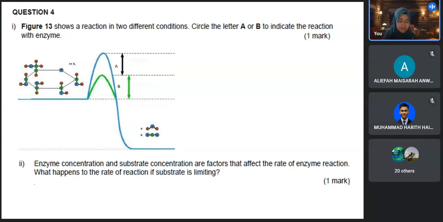Figure 13 shows a reaction in 2 different conditions. Circle A or B to indicate the reaction with enzyme. So obviously, the answer is easy. B is the reaction with enzyme, because the activation energy is lower. Number 2, enzyme concentration and substrate concentration are factors that affect the rate of enzyme reaction. So what happens to the rate of reaction if substrate is the limiting factor? You have a limited amount of substrate, so there is no change in the rate of reaction.